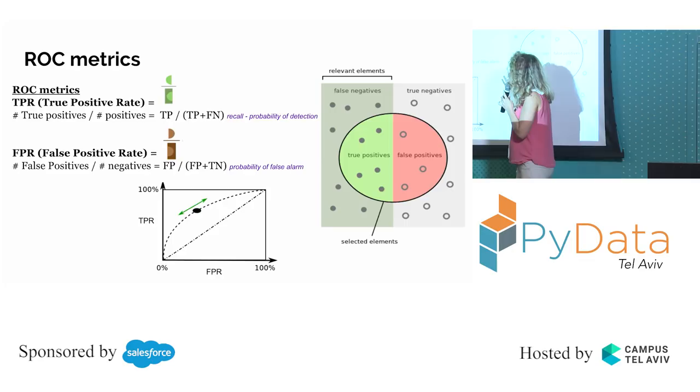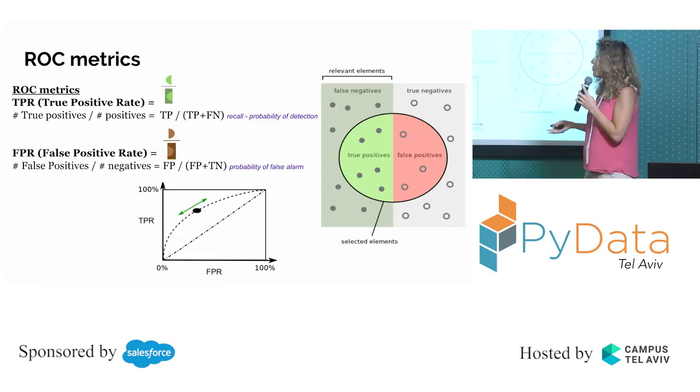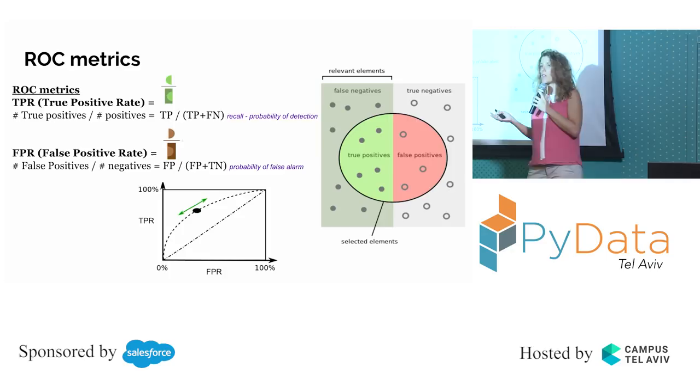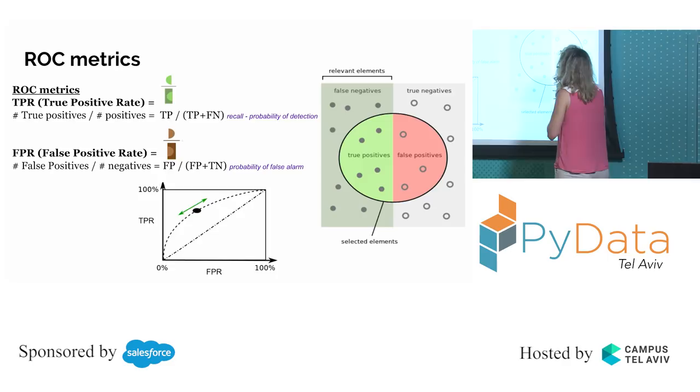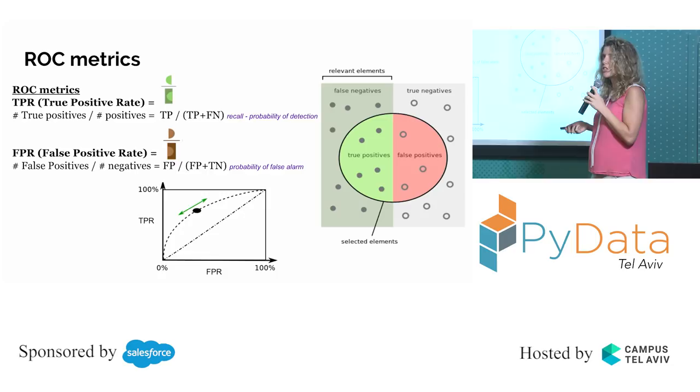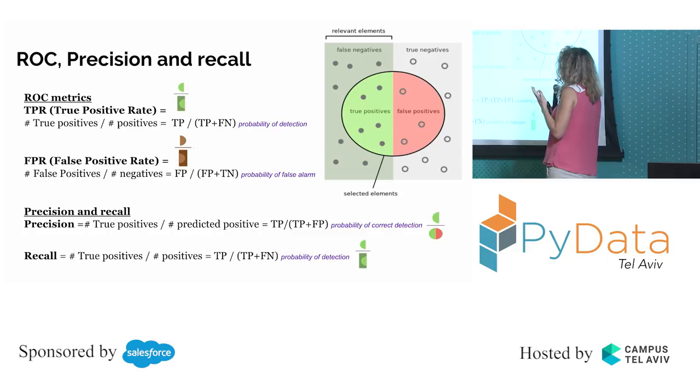So what is a true positive rate? It is exactly the recall. How many good samples did we catch? What is the false positive rate? It is the probability of a false alarm: how many false positives we have divided by the total number of negatives we have. So it looks similar to precision and recall, but actually it's not. So what is the difference?